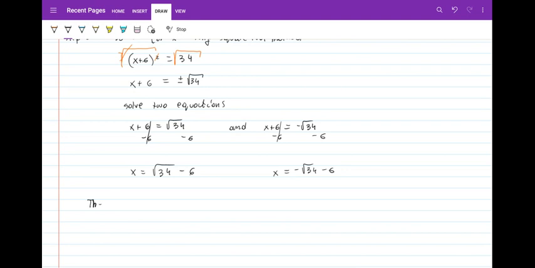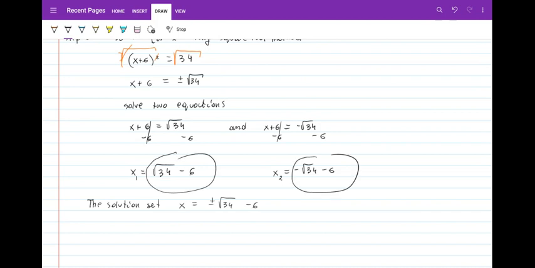So the solution is that when we have two solutions and the answer is irrational numbers, sometimes we can just combine them and put it that way, that x is equal positive negative square root of 34 minus 6, which will represent those two solutions. So that was the complete square root method.